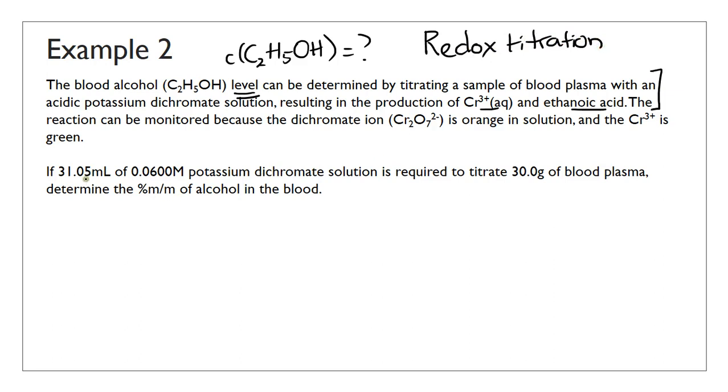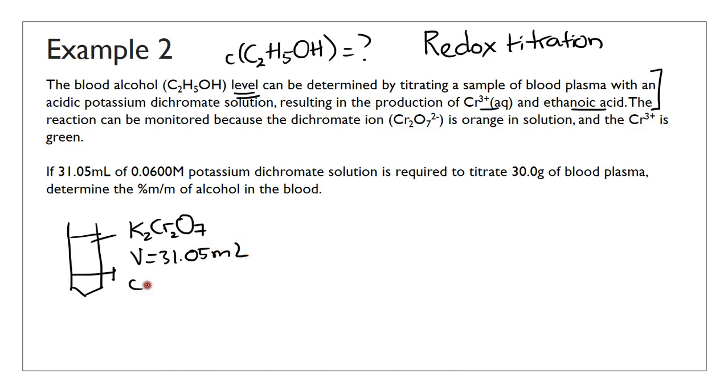Okay, if 31.05 ml of 0.06, so what I'm going to do is draw the burette out because some people find it easier if they can visualize it. So potassium dichromate, K2Cr2O7, the volume is given to be 31.05 ml, and the concentration is 0.0600 mole per liter. It's required to titrate 30 grams of blood plasma.